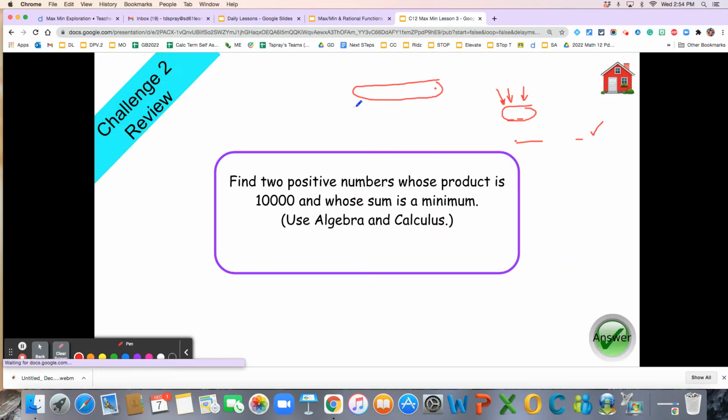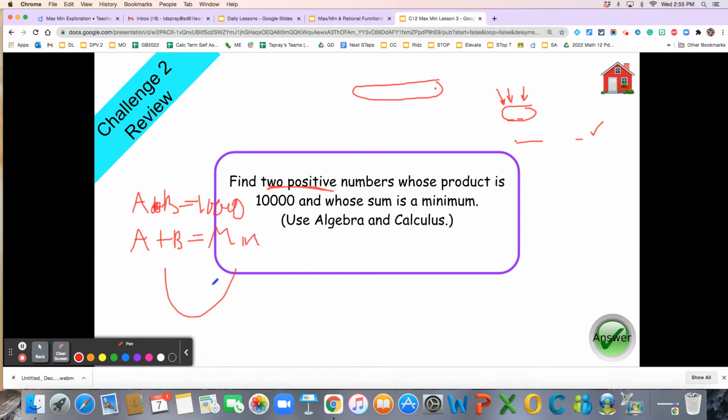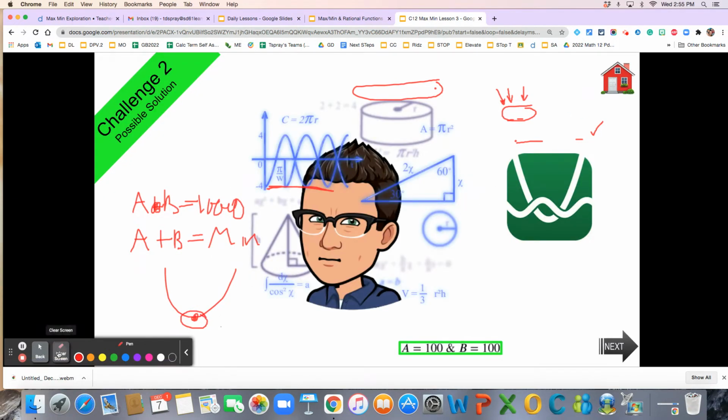Okay, so in this problem, we have two positive numbers whose product is 10,000. So I'm kind of thinking A plus B equals 10,000. Okay, and then I'm thinking whose sum is a minimum. That means sum, so that was supposed to be multiplied, whose sum is a minimum. So I'm going to say A plus B equals a minimum. Okay, so what I'm picturing here is sort of some graph, some situation where all the numbers are leading off to positive, negative infinity, but there's a spot that's actually the absolute smallest positive number you could get. So let's see what happens here.